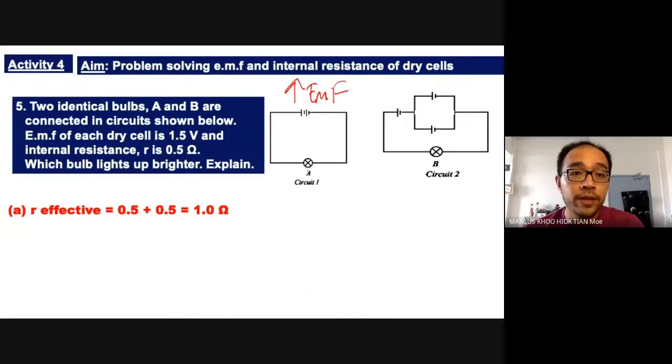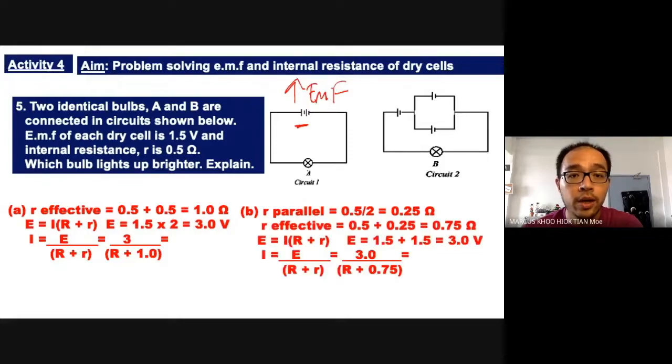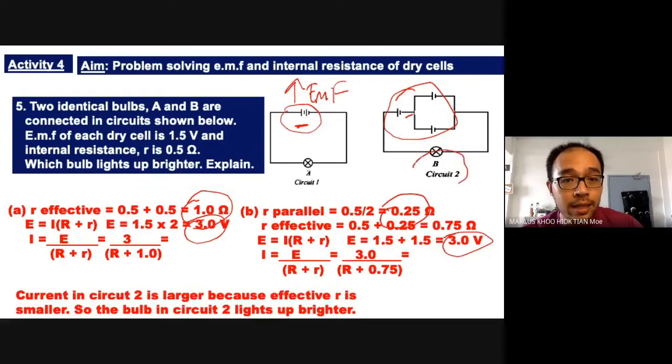That's why in the first situation, the effective resistance is 0.5 plus 0.5, which is 1.0 ohms, because it is arranged in series. Then when we calculate the I, we actually don't need the R. We find that over here the EMF is 3 volts. In this case, it's also 3 volts because of the way it is arranged. But since the resistance is arranged differently, we find that the current in this circuit is bigger, because the effective resistance is smaller.